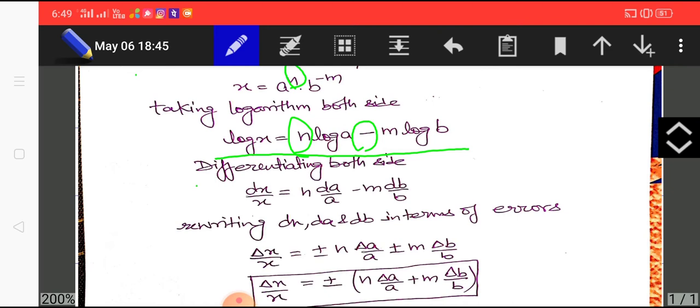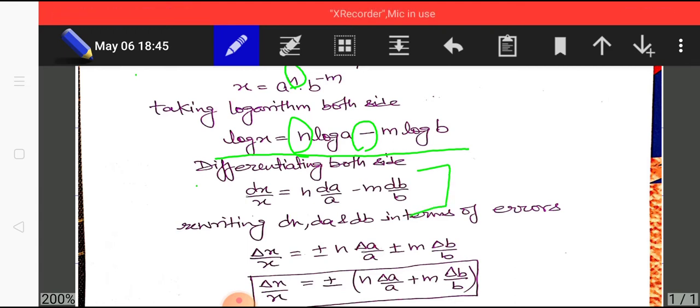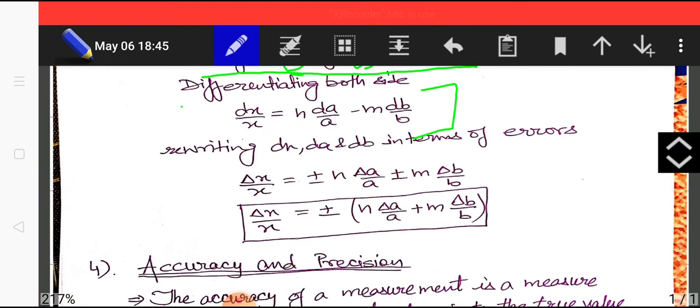Then differentiating this equation both sides, for log x it will become dx by x is equal to n dA by a minus m dB by b. This is also a formula which you will remember, that for log x it is 1 by x, and similarly for log a it is 1 by a, and log b it is 1 by b. Differentiating both sides we get this equation, and the next step is very important.